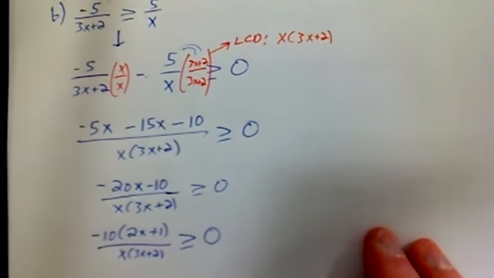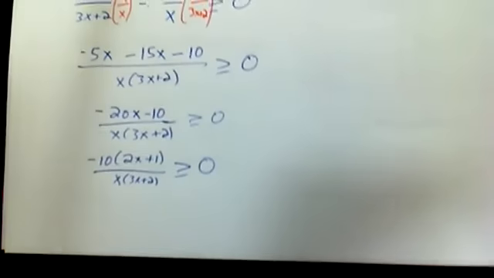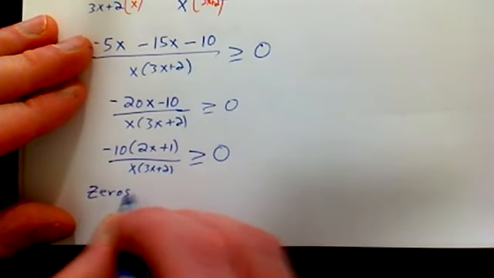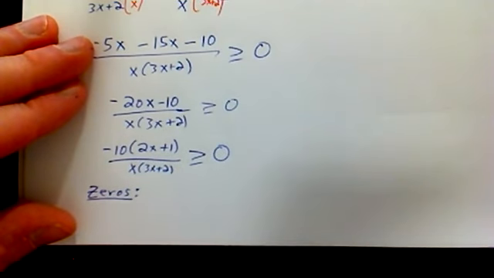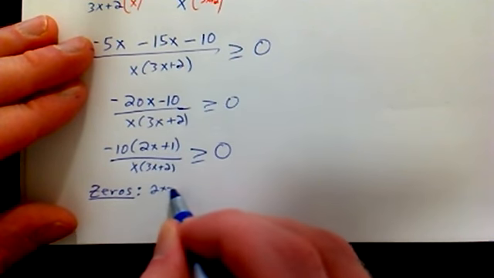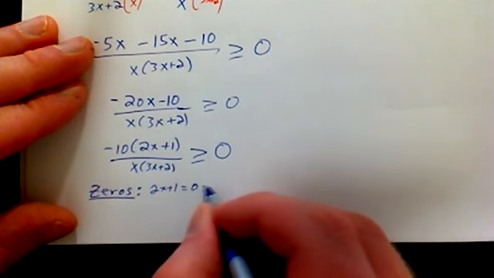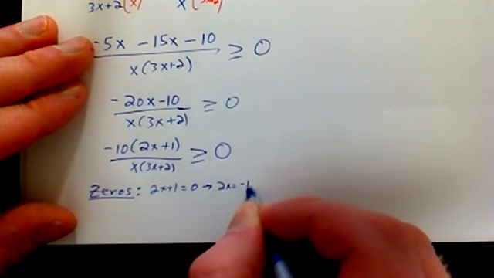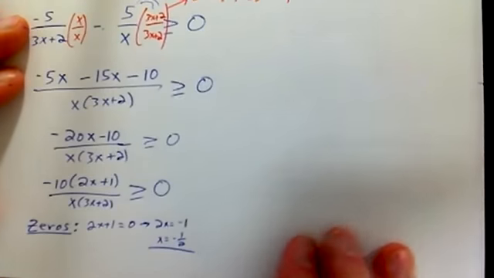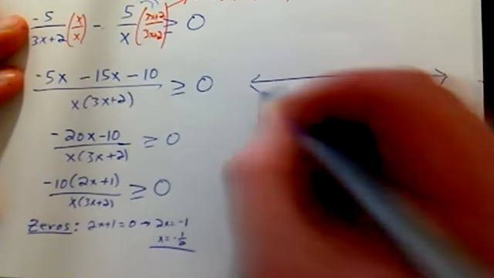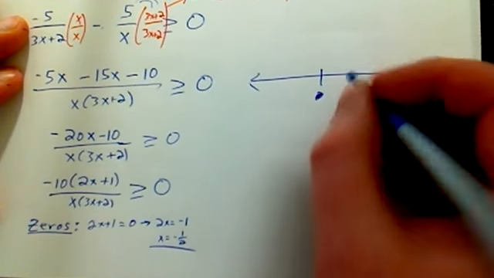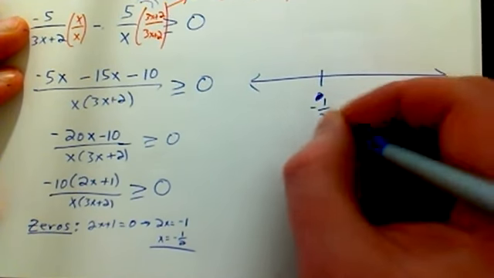And now we're going to do the same thing we did before. There's a few extra things, but that's no big deal. What are my zeros? Well, they're the things that make the numerator equal to 0. So I get that from 2x plus 1 equal to 0. That means that 2x equals negative 1 or x equals negative 1/2. So there's a 0. I'll put it on my number line. I guess I'll just start with negative 1/2.